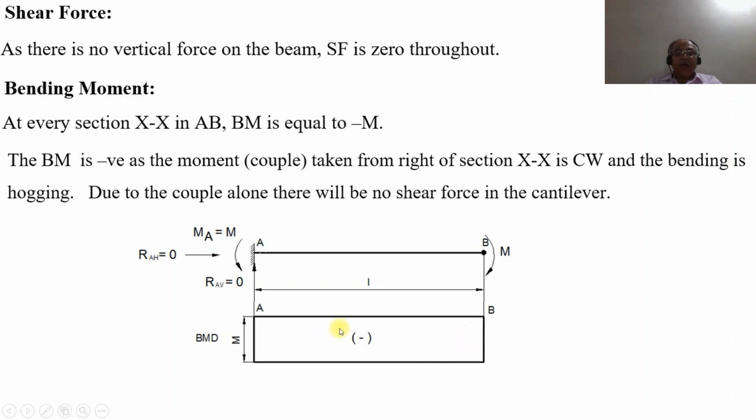So this is the bending moment diagram for a cantilever beam which is fixed at one end A, and the other end B has a clockwise couple. This is how you will be able to analyze this problem.